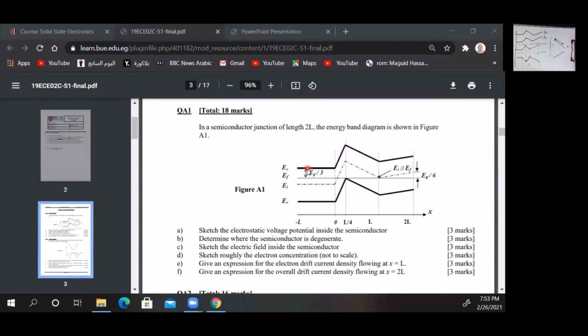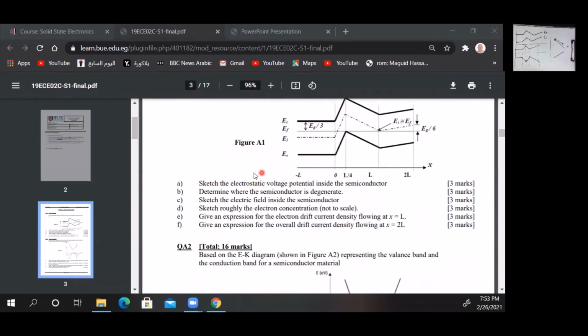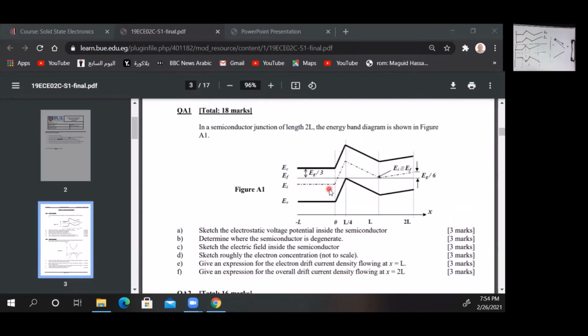Okay, that's perfect. So this is the first question, to sketch the electrostatic potential and determine where the semiconductor is degenerate. Again, you have to refresh your knowledge. So what is a degenerate semiconductor?